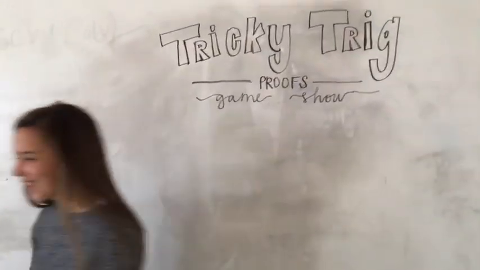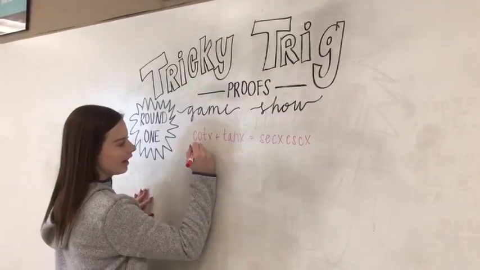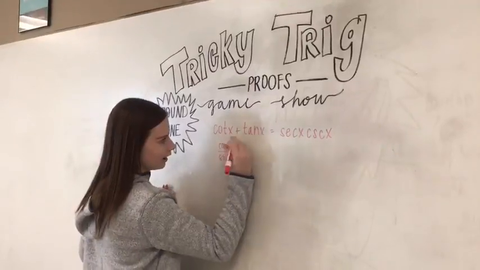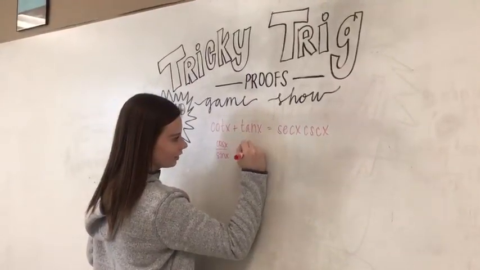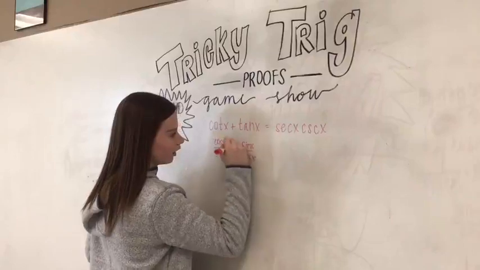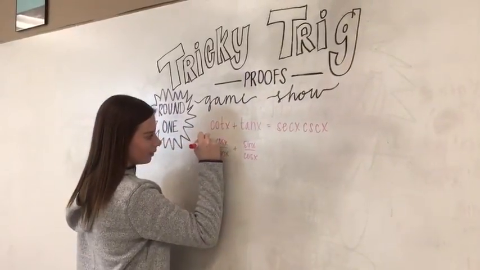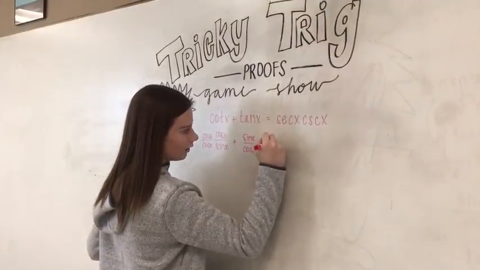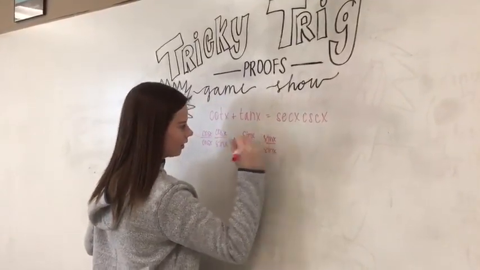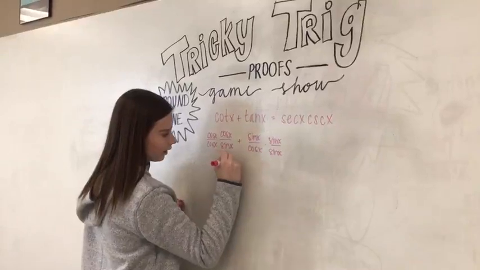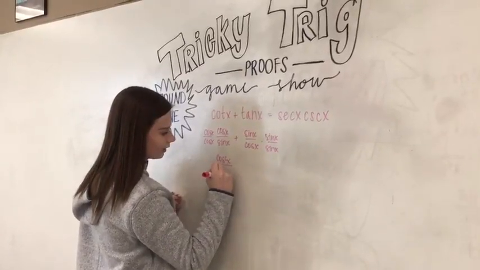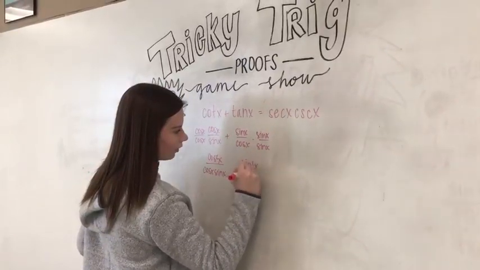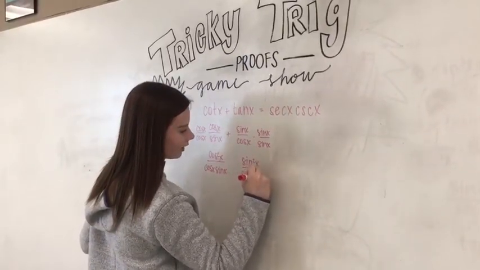Round 1. So cotan x is cosine x over sine x, and tan x is sine x over cosine x. So to add these, you have to multiply by the opposite denominator. So then you're going to get cosine squared x over cosine x sine x. And you're going to get sine squared x over cosine x sine x.